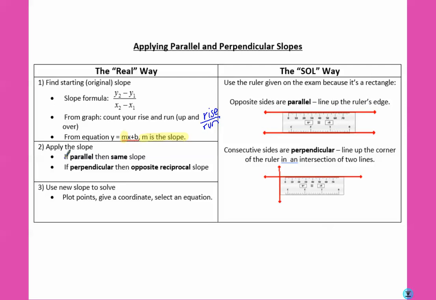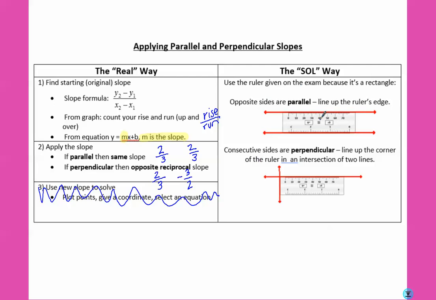If you need to apply the slope, if they're talking about parallel lines, remember that parallel lines have the same slope. So let's say the slope of the first line is 2/3, the slope of the other line will be 2/3. If they are perpendicular, then they are opposite reciprocal slopes. So let's say the first one is 2/3, the other one would be negative, because this one's positive, and then you flip your fraction over. So -3/2. And that's not in your packet anymore.